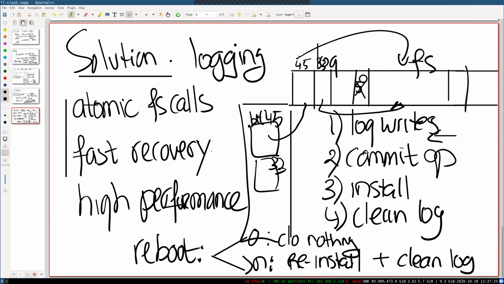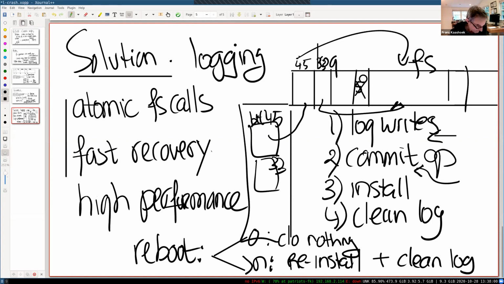The situation in which on recovery we do nothing, and that's okay because nothing has been written to the file system yet. Yeah, exactly. So this is the case where we just do nothing, as if the system call was never executed. It's as if the failure happened slightly earlier, right before the file system call started, and that's perfectly acceptable. Okay, what happens if we crash after committing but before we installed?